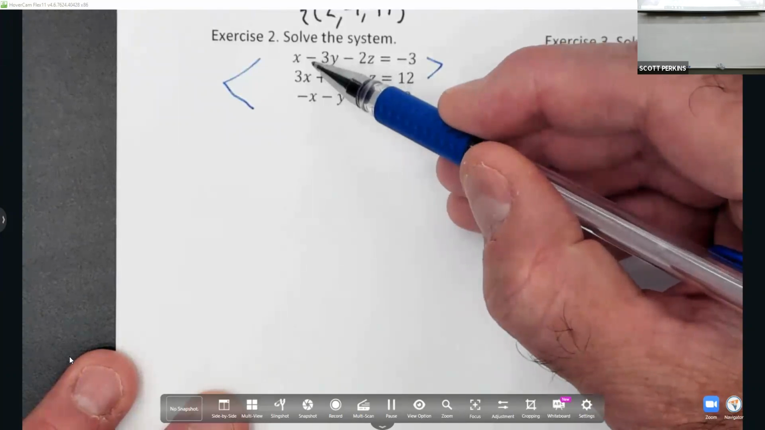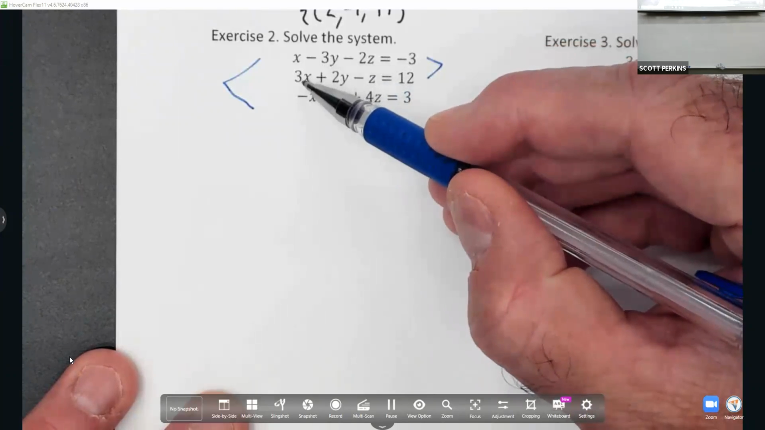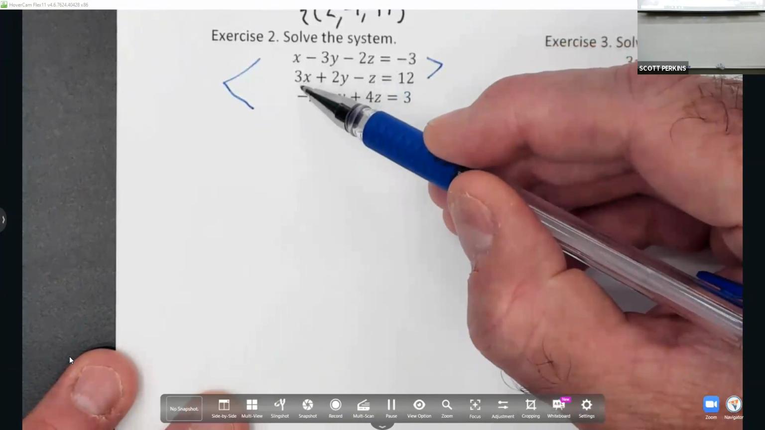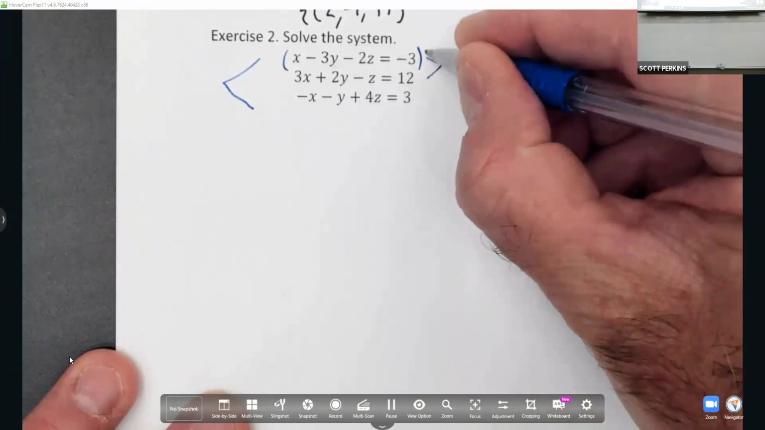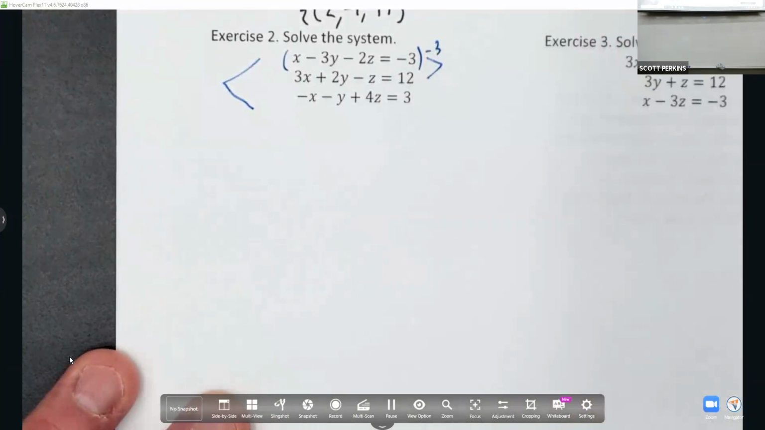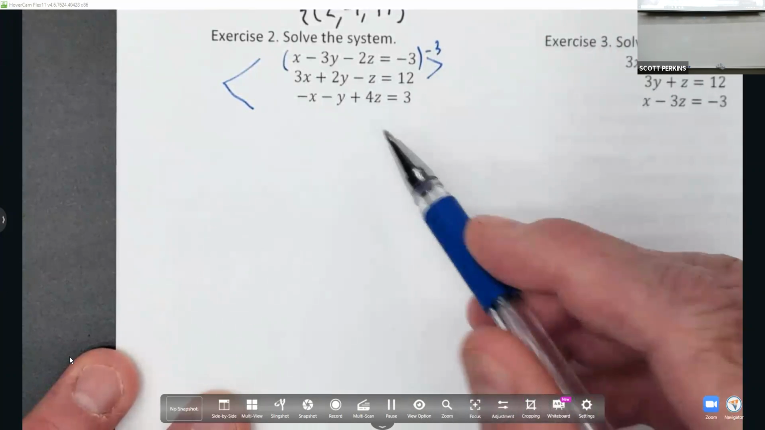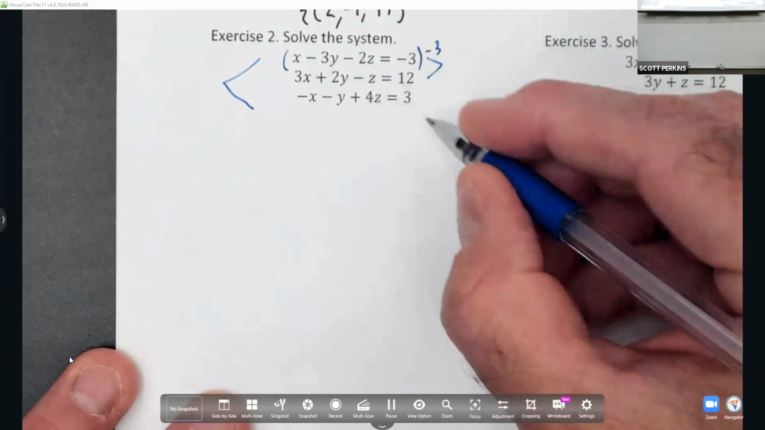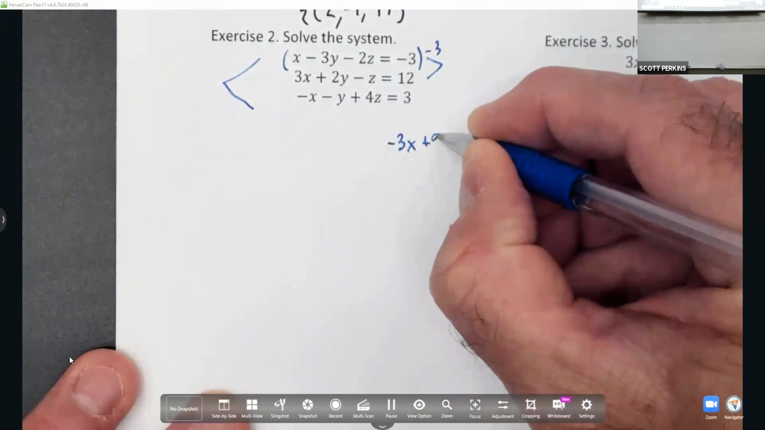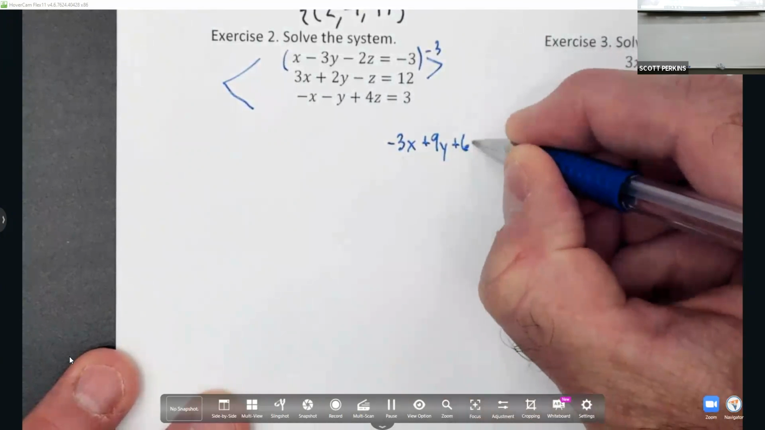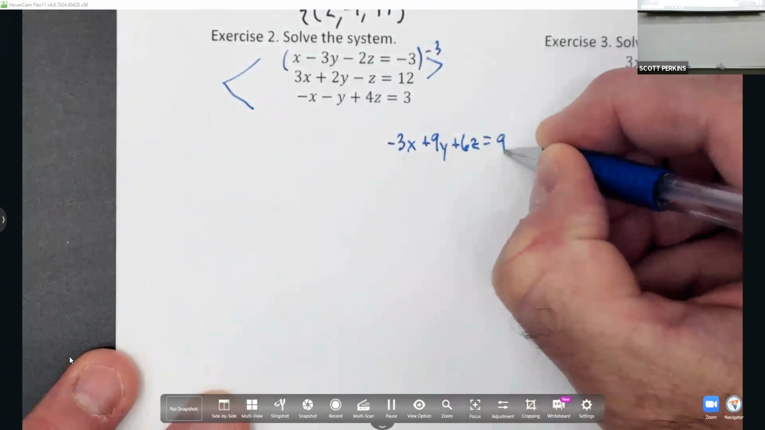Top one by -3. I've already got a +3 on the middle equation in front of the x, so that means I need a -3. So I'm going to multiply this top equation by -3. Now I'm just going to write that down here on the right. So that makes the top equation -3x plus 9y plus 6z equals +9.